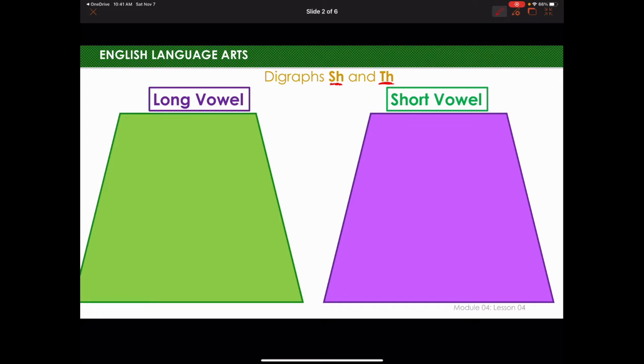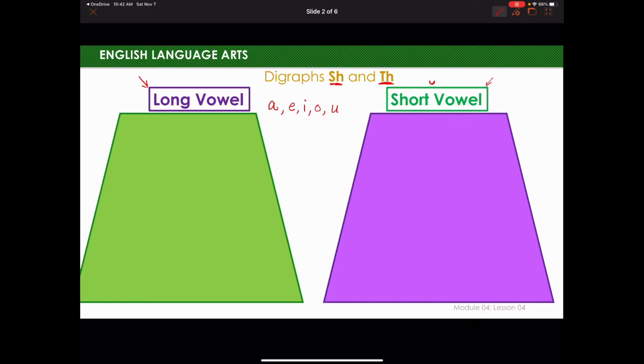So we're going to listen to some words with the digraph SH and TH, but we're going to see if we can figure out whether we have a long vowel sound in those words or a short vowel sound in those words. Let's remember what our vowel sounds are. So our vowels, we have the letters A, E, I, O, and U. The short vowel sounds, we show a short vowel with this little U looking thing above the letter, right?